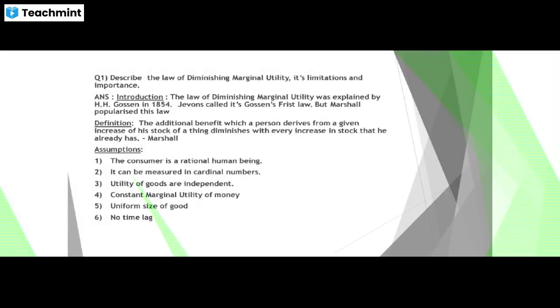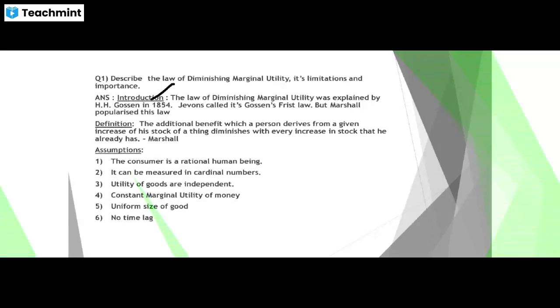Today we are going to describe the law of diminishing marginal utility, its limitations and importance. It is one of the important 10 marks questions in intermediate first year economics. Let's see the question. First, we have to write the introduction. What introduction can we see here?